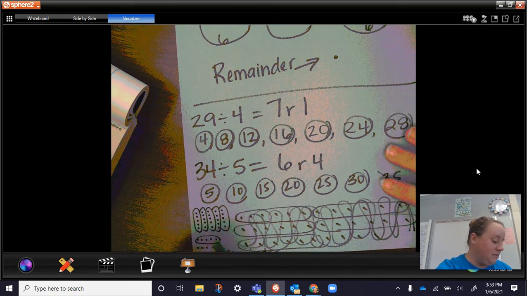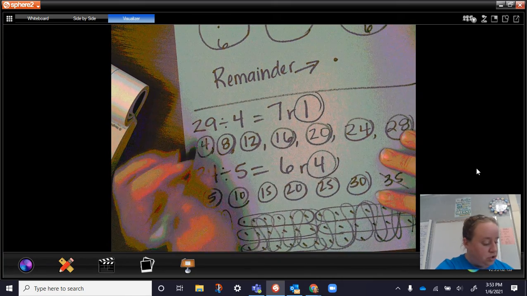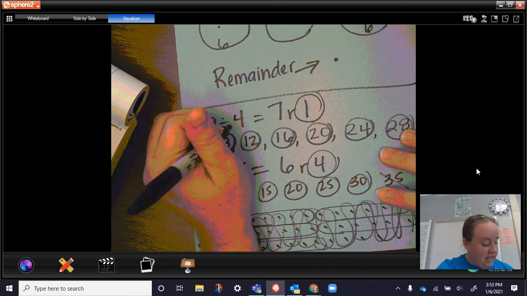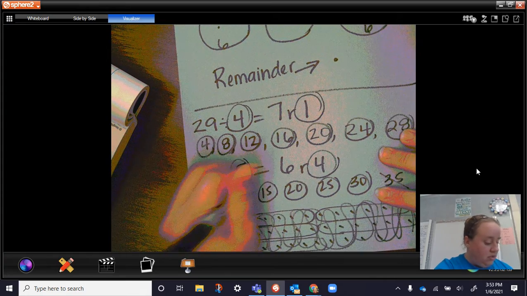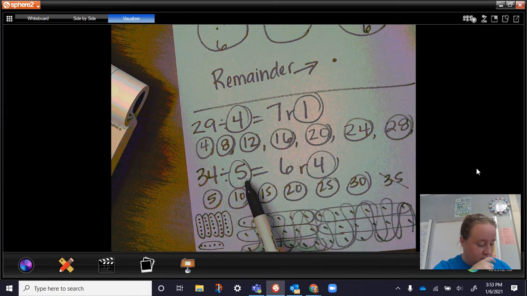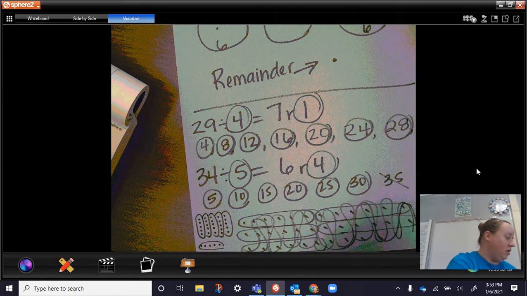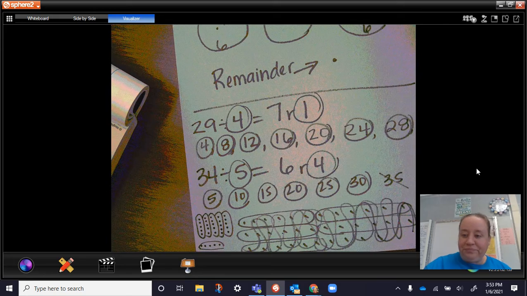And then we spent some time today talking about how this remainder should not be the same or more than this number here that you're dividing by. If so, then that means you could pull out an extra group. So this number should always be smaller than the number you're dividing by. Okay? All right, so we did that.